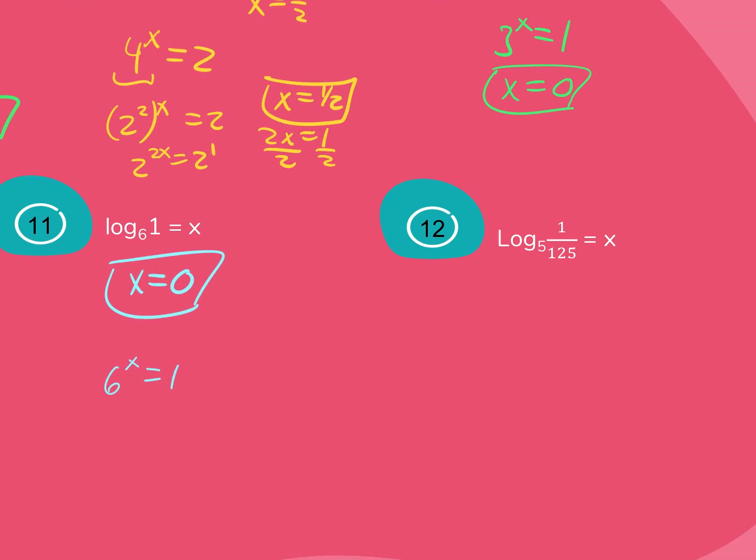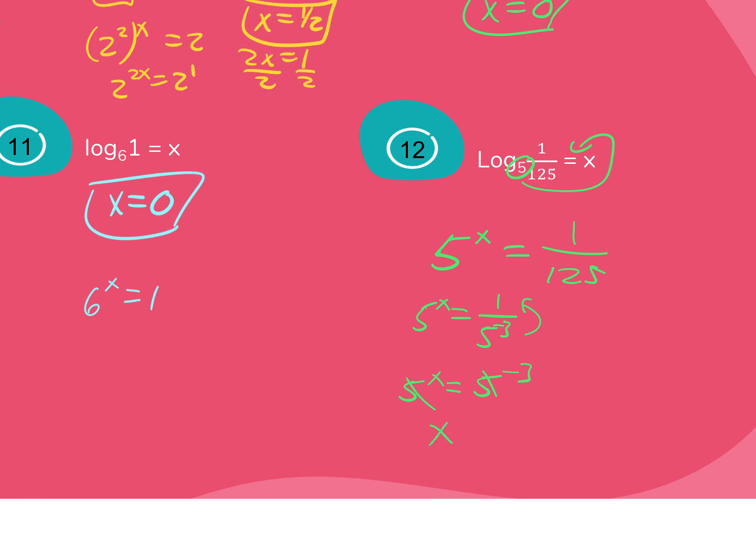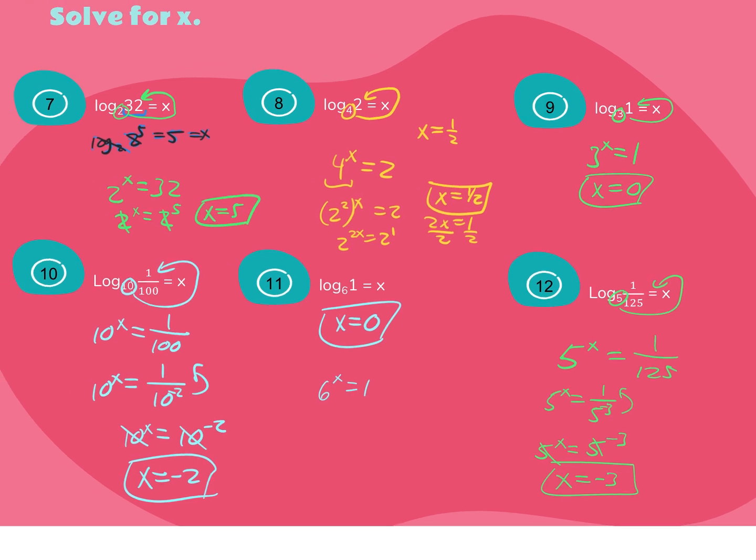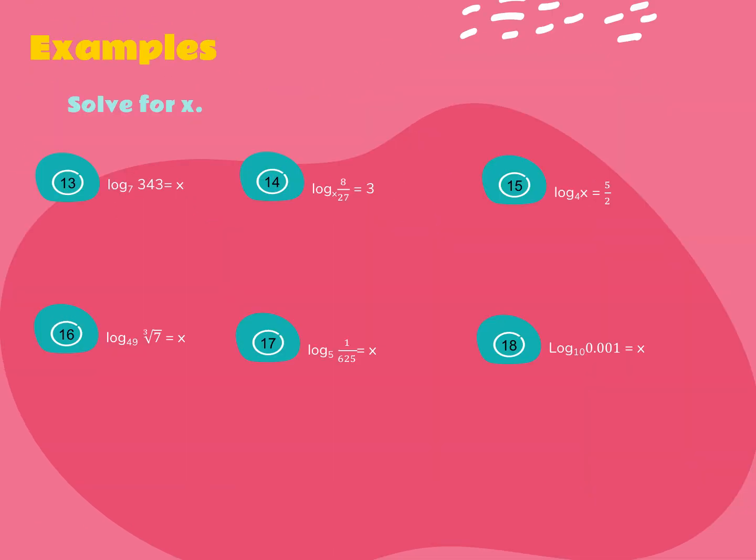All right. So same thing here. You can change this to exponential. So we get 5 to the power of x is going to equal 1 over 125. 125 you can write with a base of 5 as 5 to the third power. And then you can bring 5 to the third power to the top by changing the sign. So we get 5 to the x equals 5 to the negative 3. Cancel out your bases, and then you get x equals negative 3. Right, so hopefully you see, not super difficult at all. All right, let's keep going.